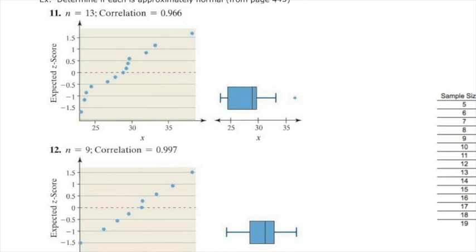So for this first example, let's look at our box plot first. Since our box plot has this outlier right here, that means that we're going to assume that the data is not normal and we're done. We can't construct the confidence interval.